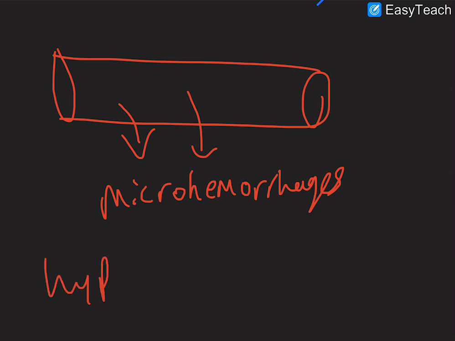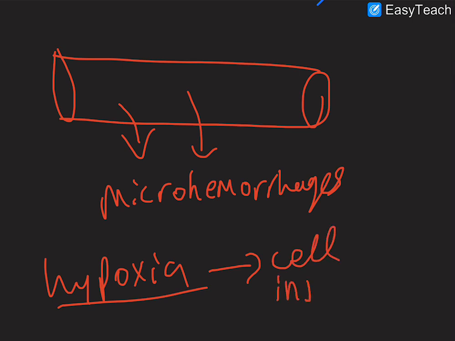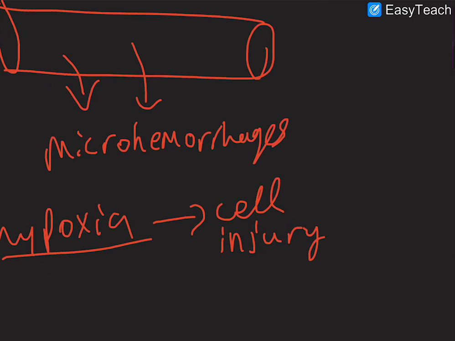And why is this bad? Because of course your brain needs oxygen, right? So if you get microhemorrhages, that's going to disrupt the flow of blood to your neurons. Okay, so you don't want hypoxia. That's going to further contribute to hypoxia, which will further contribute to your neurons being injured.